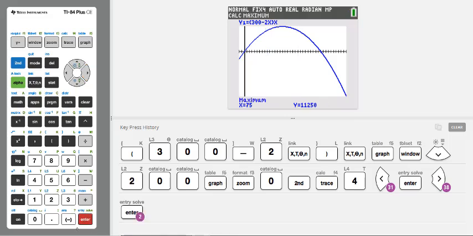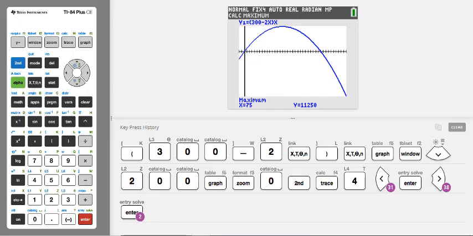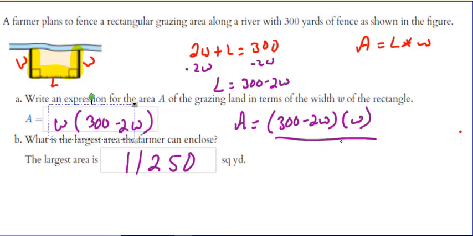Okay, so 75 would be what the X is, but 11,250 would be the area, square yards. So 11,250. 75. So the width would be 75, so that would be 75, and that would be 75, and this would be 150. So that's what it would take.